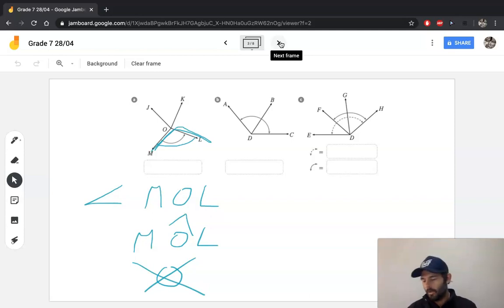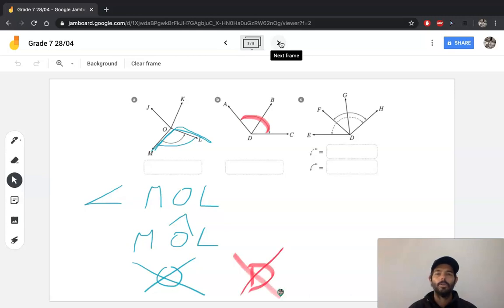For angle B, the second one, they want you to label the whole angle. So it's not just one of them. It's interesting here to note that angle D is actually split into 2 angles. So again, you can't just label it D.